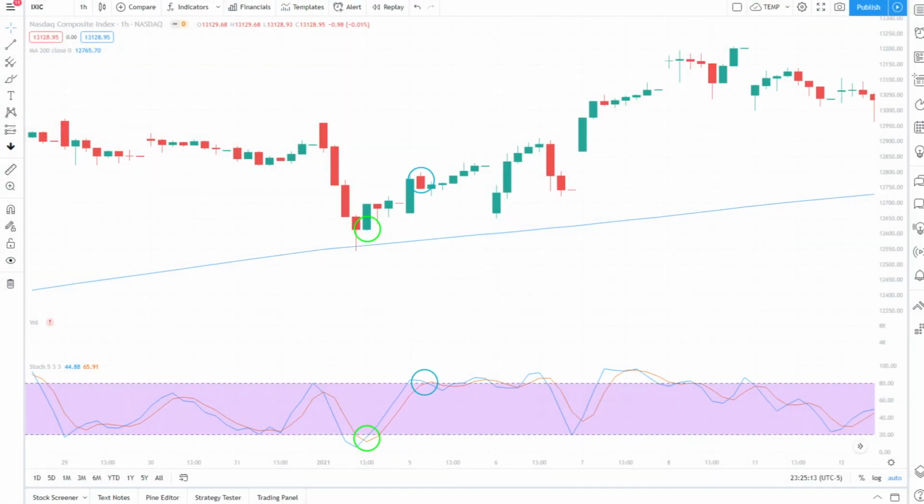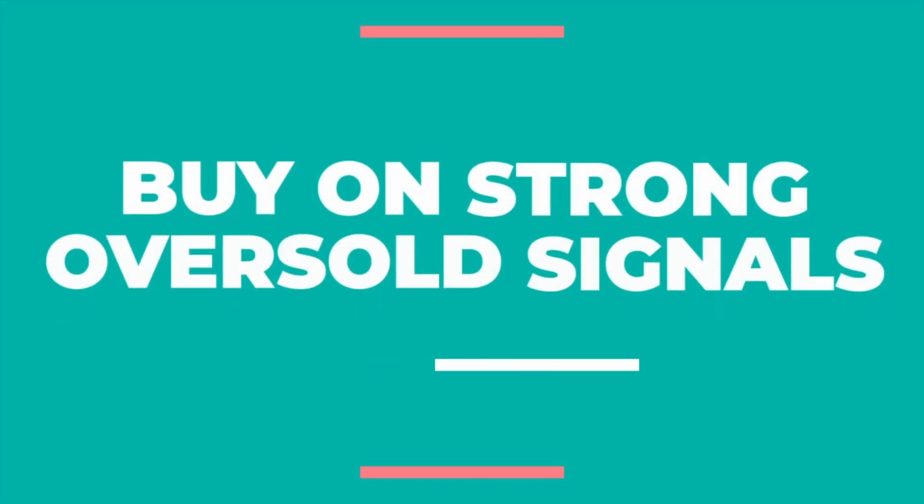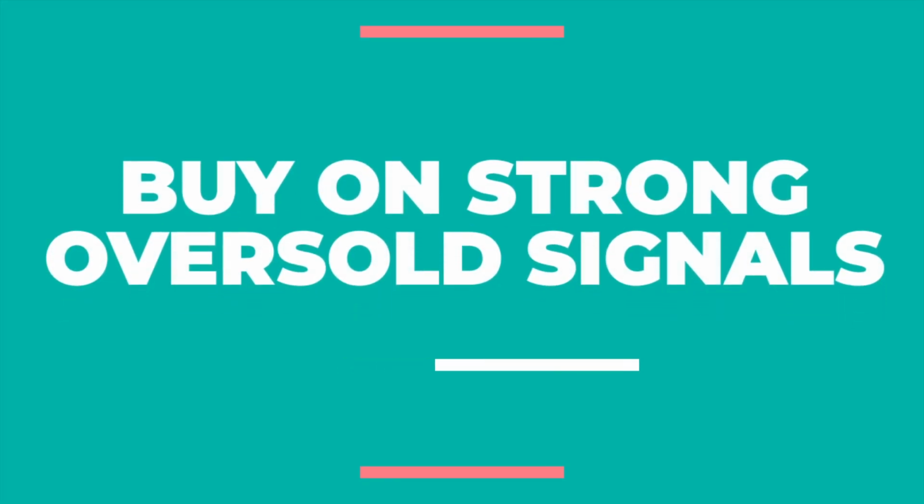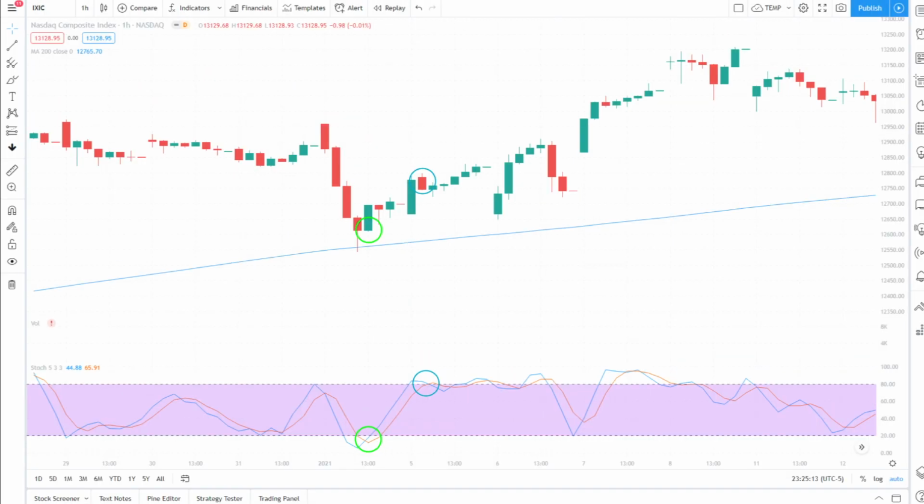To use the stochastic indicator effectively, we must be sure not to enter a trade based only on its given signals. We must gather additional information before we can decide to act upon a signal generated by the stochastic. The first thing we must do is determine whether price is currently trending up or trending down. If price is currently trending up, as it is in this example, we only want to buy on strong oversold signals. This ensures that we are trading with the trend, never against it.